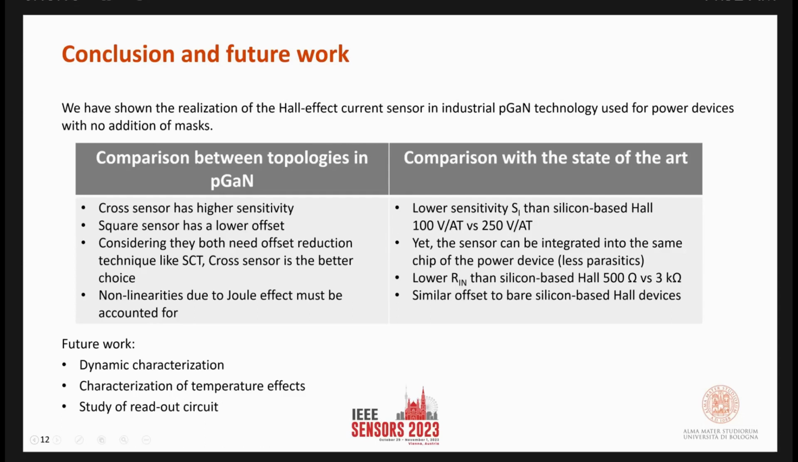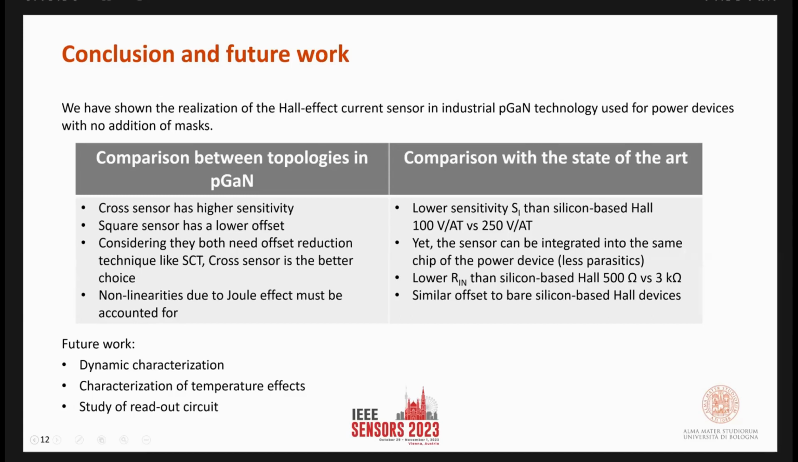As a conclusion, the cross sensor has higher sensitivity with respect to the square, and even though the square sensor shows lower offset, actually, in both cases, the offset is too high for the application. We are talking about a few millitesla. So an offset reduction technique will be needed. From that standpoint, I would prefer to use the cross sensor and exploit the higher sensitivity.